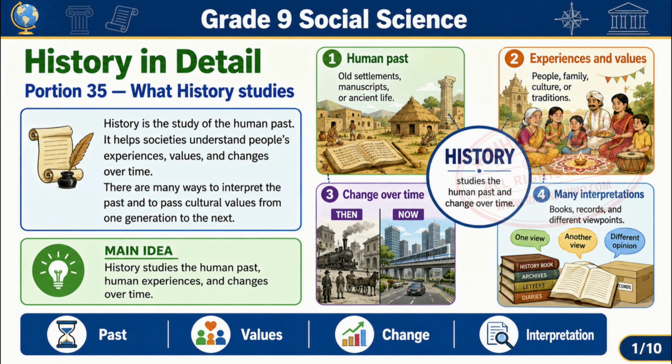Historians use many sources to understand the past. History in detail. Portion 35. What history studies? History is the study of the human past, through which societies understand people's experiences, values, and changes over time. There are many ways to interpret the past and pass cultural values to the next generation.